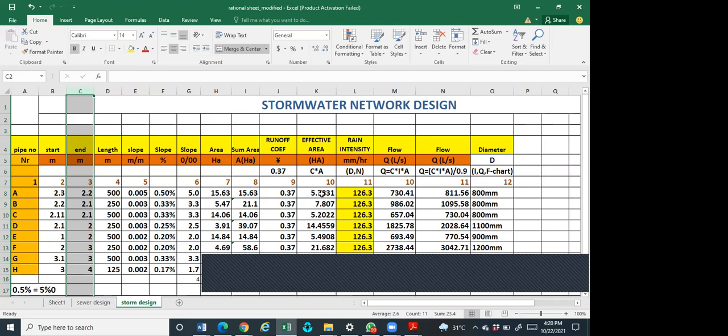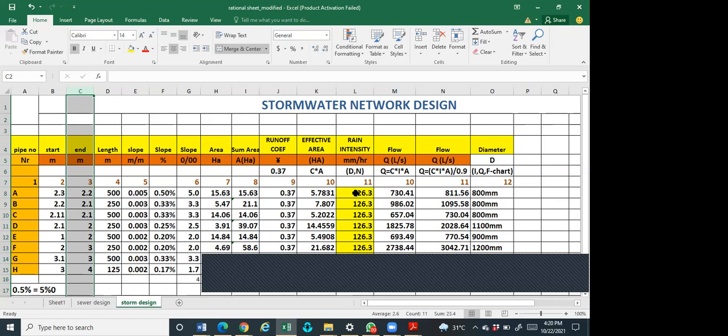This is now the area contributing to runoff. So from 15.63, because most of the areas are green, the runoff coefficient is only 0.37, meaning that 60% of the water that falls on this catchment will go as infiltration. It will not flow on the surface.